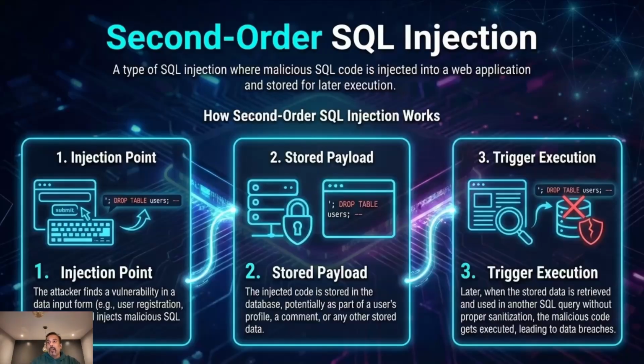The second one is the stored payload. Again, the injected code is stored in the database, potentially as part of the user profile or a comment or any other stored data, to be executed later on. So later, whenever the stored data is retrieved and used in another SQL query without proper sanitization or parameterization, the malicious SQL gets executed, leading to potential data breaches, manipulation, or harmful action. So these are the three steps for second order SQL injection.